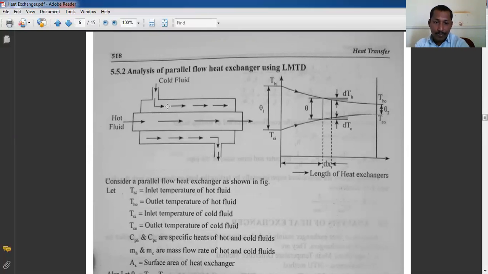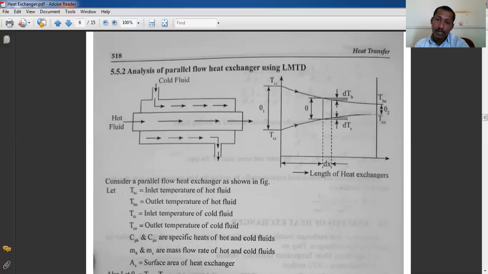Now see here, the hot fluid is at a higher temperature at the starting of this point. At the same time, the temperature of the cold fluid is less as compared to this one. The upper line is the temperature of the hot fluid, and the lower line is the temperature of the cold fluid. Initially the hot fluid is at higher temperature, so that's why he has taken THI, that is the temperature of the hot fluid at the inlet. I indicates inlet, and O indicates outlet.